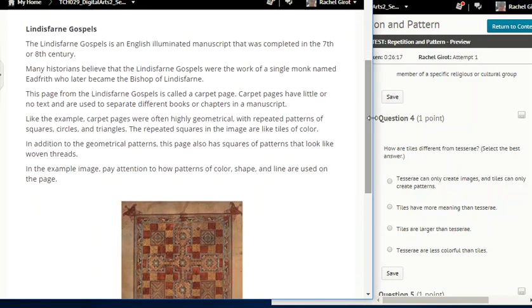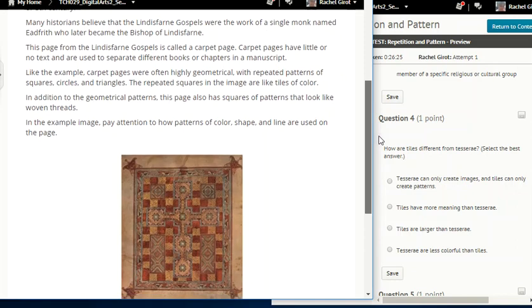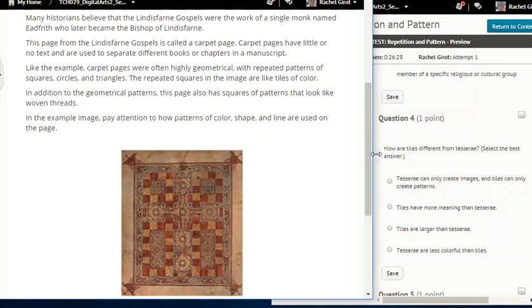Lindisfarne Gospels. The Lindisfarne Gospels is an English illuminated manuscript that was completed in the 7th or 8th century. Many historians believe that the Lindisfarne Gospels were the work of a single monk named Eadfrith, who later became the Bishop of Lindisfarne. This page from the Lindisfarne Gospels is called a carpet page.